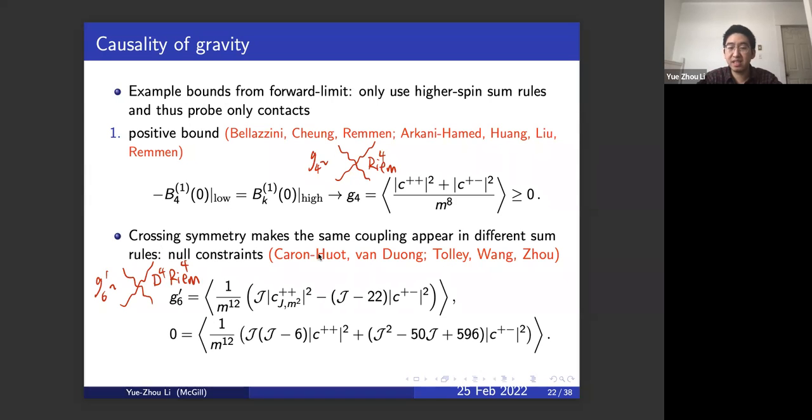And if we use crossing symmetry, this makes the same coupling appear in different sum rules. So we get the so-called null constraints. This is investigated by these people. For example, if we consider G6 prime, this is basically the coupling from D to the fourth acting on Riemann to the fourth. It can be written by this average, and we actually have the same thing. That means we have G6 prime equals something else. But G6 prime must be the same, so we can take a difference, and that means we have some heavy average to be 0. So this thing is called the null constraint.